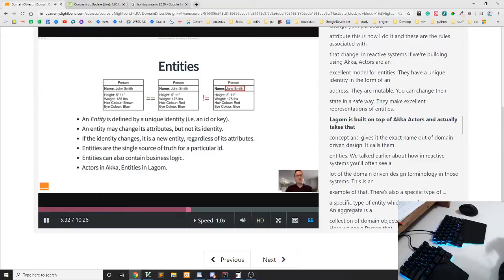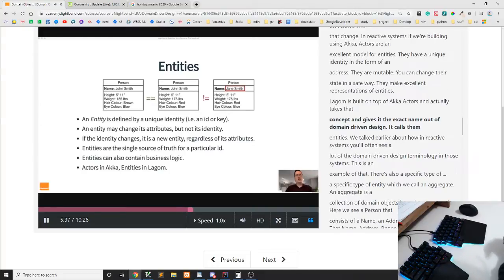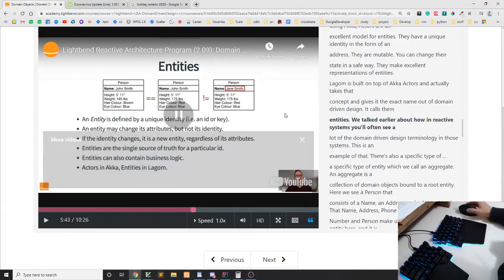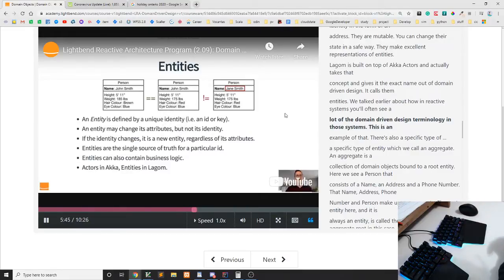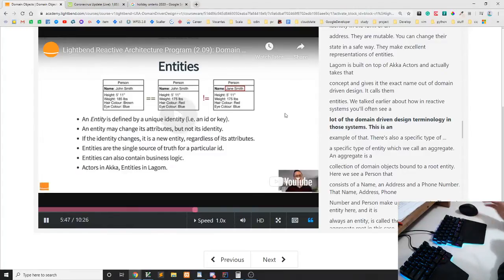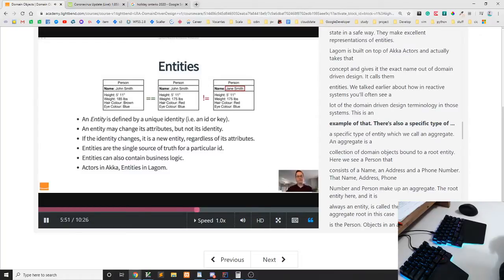Lagom is built on top of Akka actors and takes that concept and gives it the exact name out of domain-driven design. It calls them entities. We talked earlier about how in reactive systems you'll often see a lot of domain-driven design terminology. In those systems, this is an example of that.